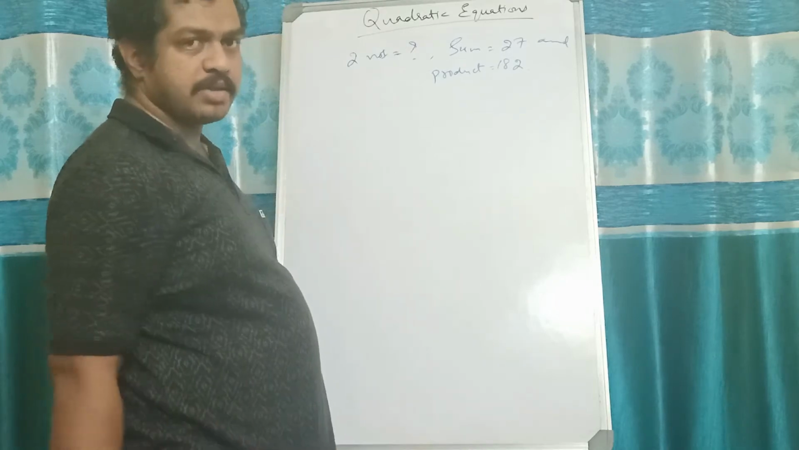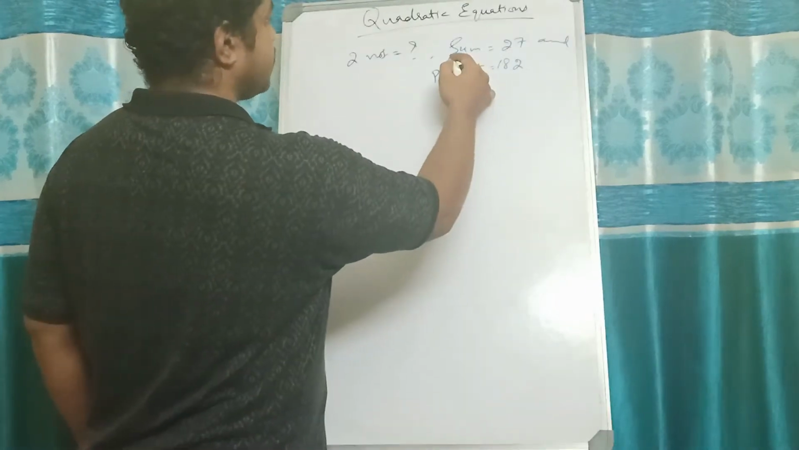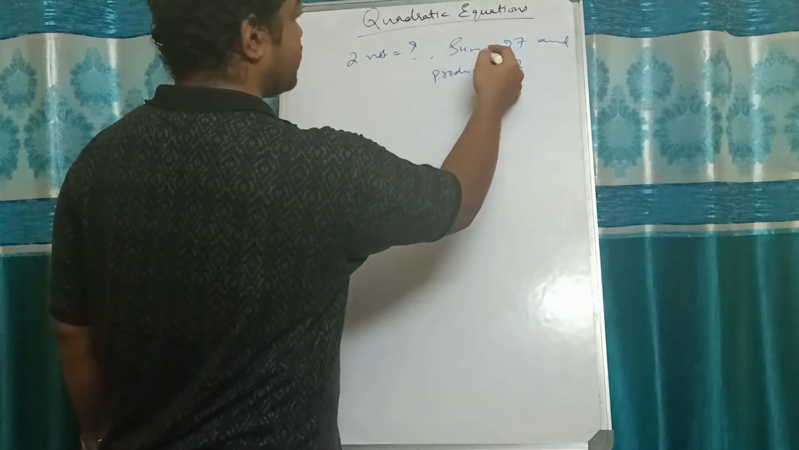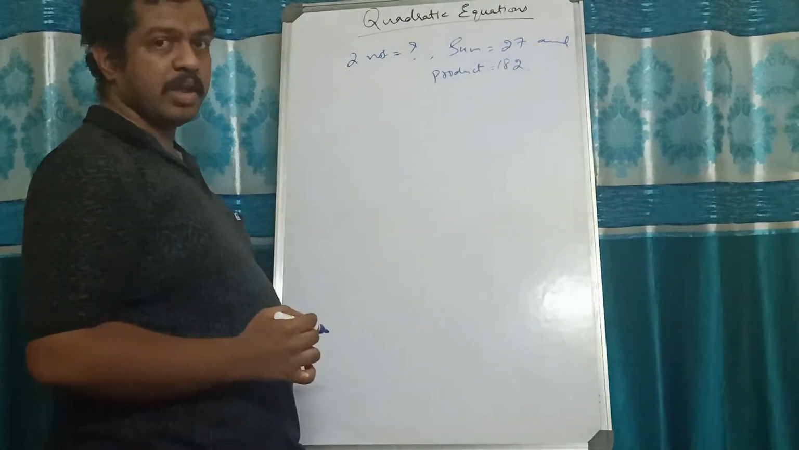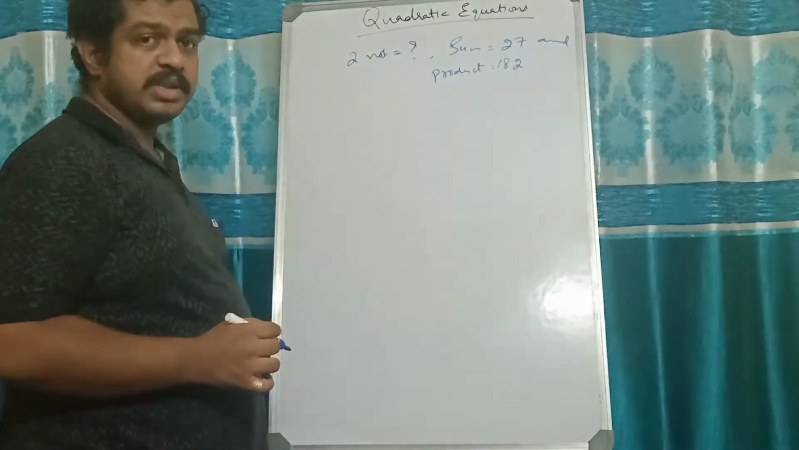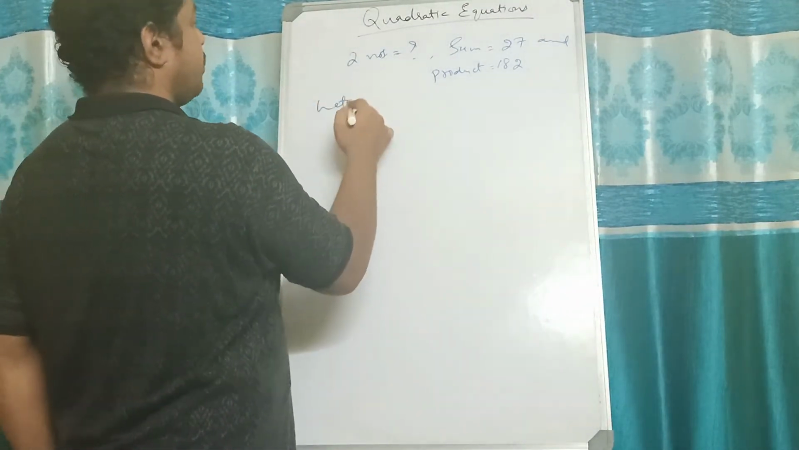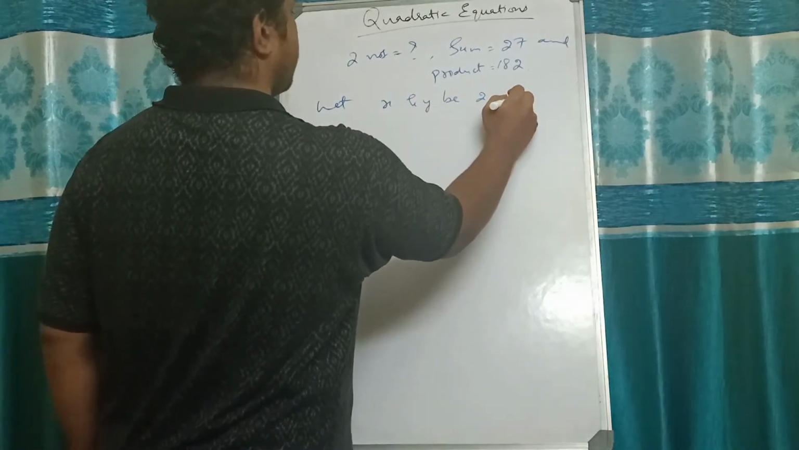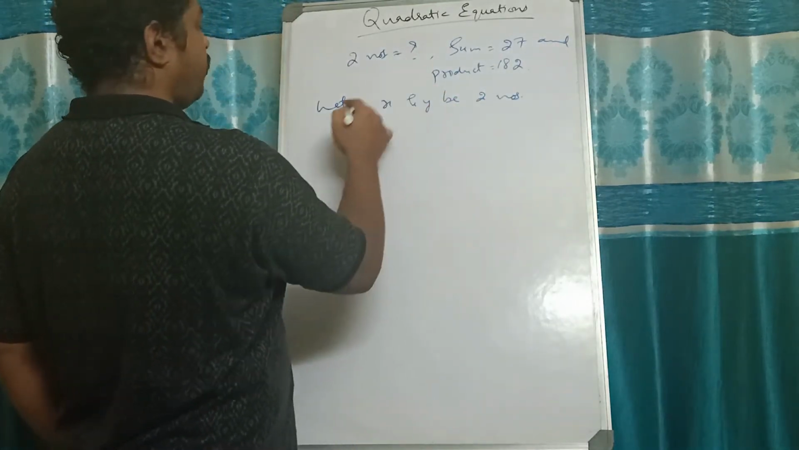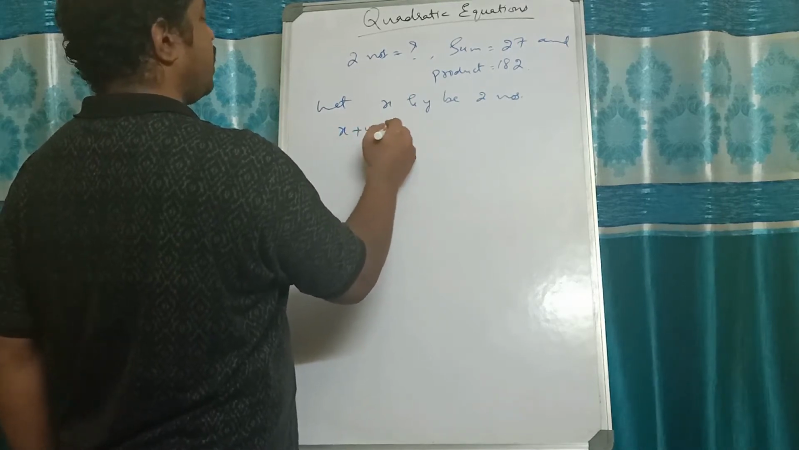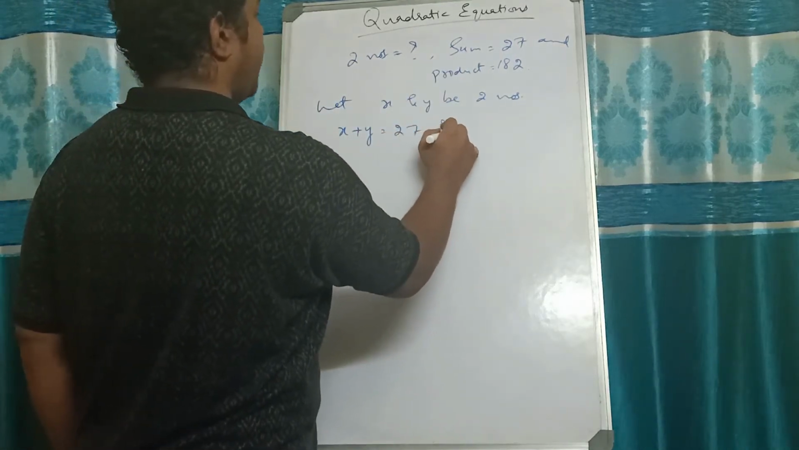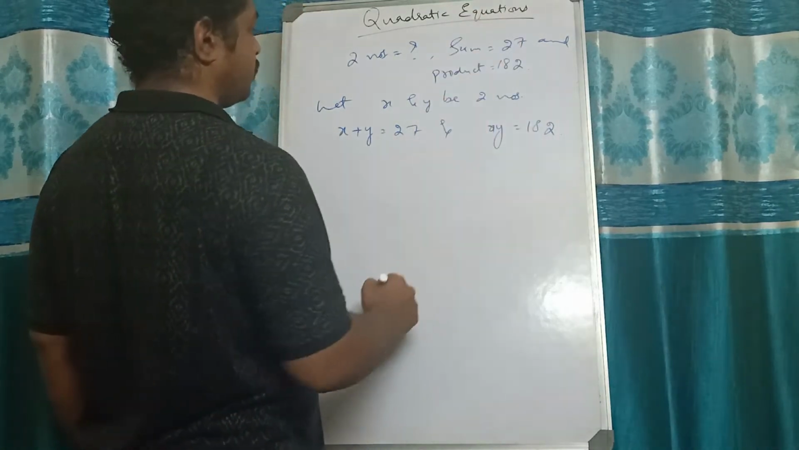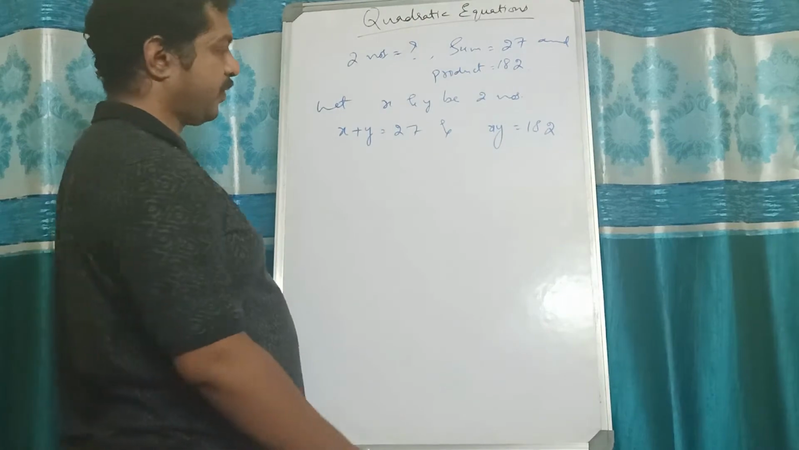Somewhat tricky, right? So what they have given is this: analyze the problem easily in this particular way. Okay. So the sum is 27 and the product is 182. So what I do is, let me take two numbers. Let x and y be two numbers. Okay. So that the sum, that means x plus y, is how much? 27, and the product, that is x times y, equals 182. So this is what is given in the question.